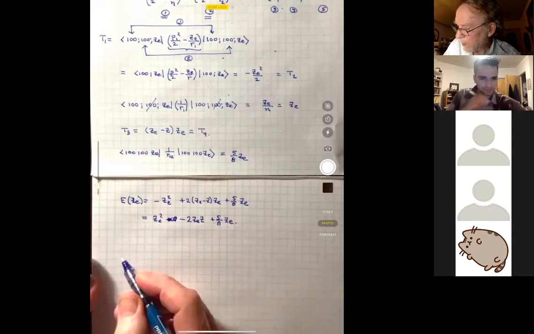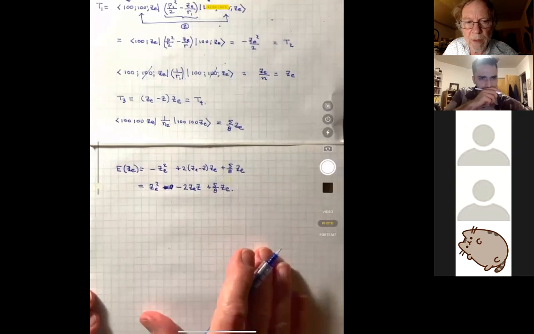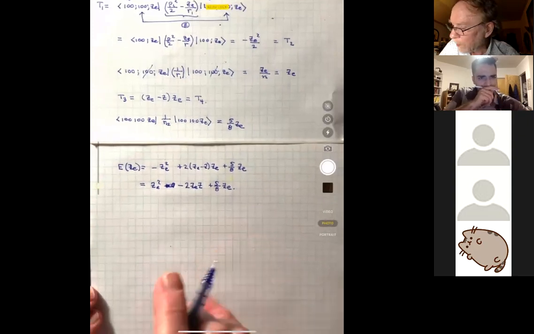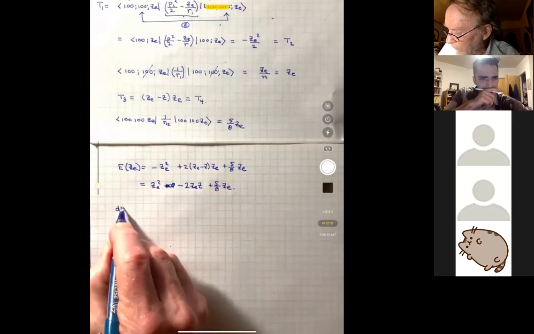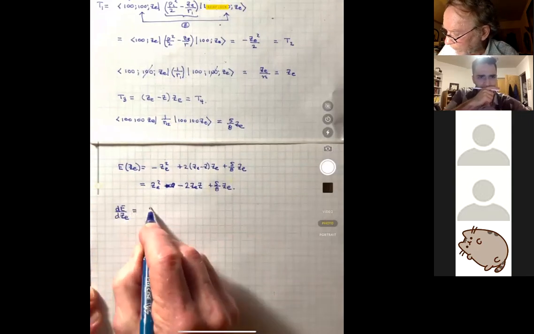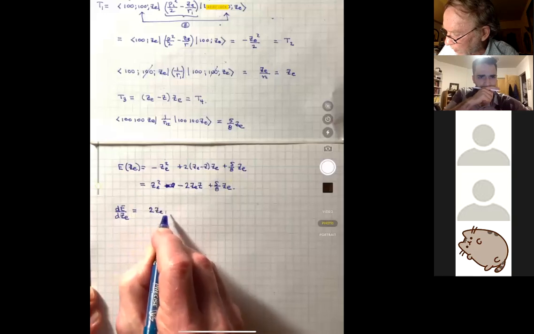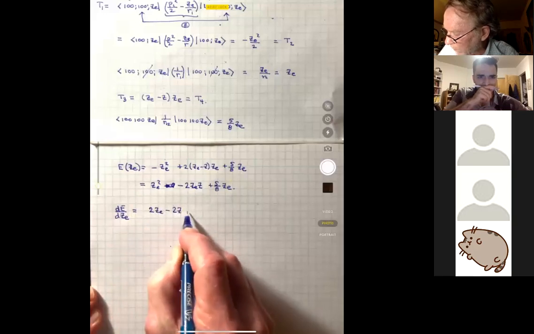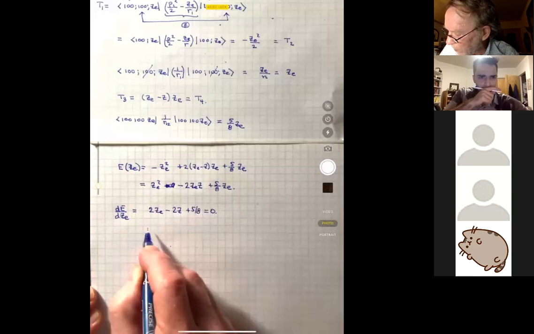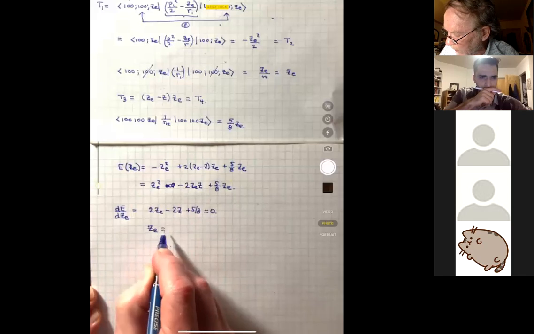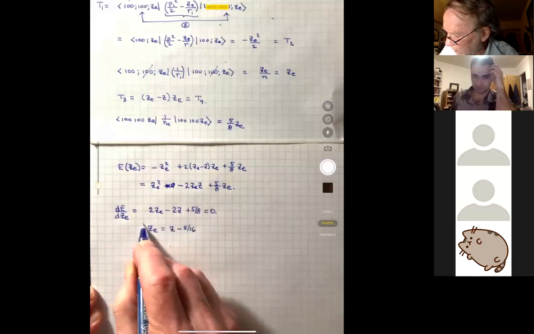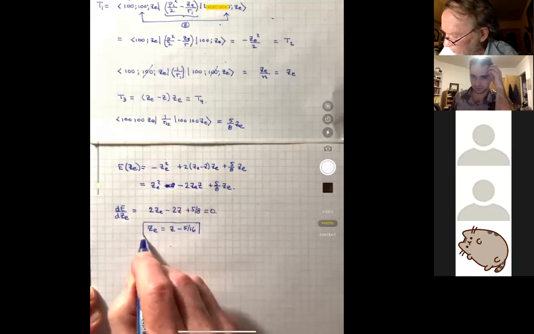All right. And then, following the variational principle, we want to compute the derivative, dE/dZ_E. We want to minimize this function, so we compute the derivative. And you can see it's twice Z_E minus twice Z plus 5/8. And we set that equal to 0, and we solve for Z_E, and you can see that Z_E is equal to Z minus 5/16. Let me box that because that's the effective nuclear charge.